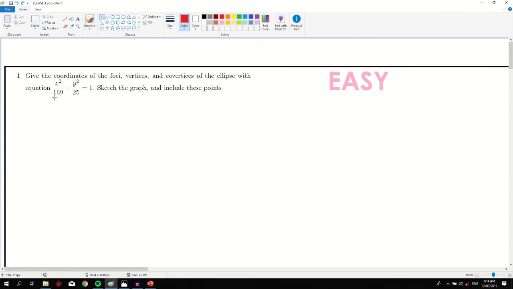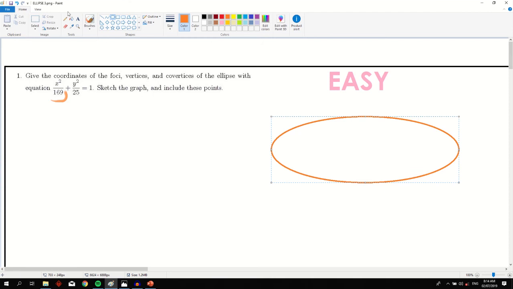Wait, so what's the major axis? The major axis will be the one which has a longer diameter. So this could be the major axis, the x-axis. Okay, so it will be like this. Then we put the major axis over there and the minor axis over here.